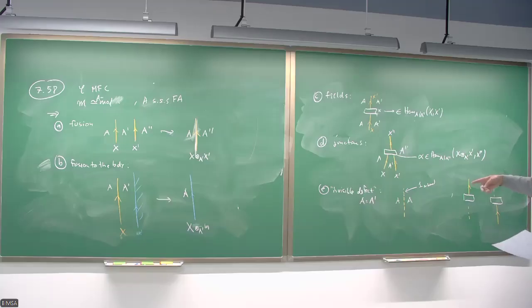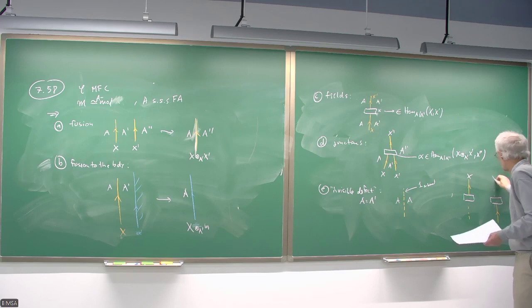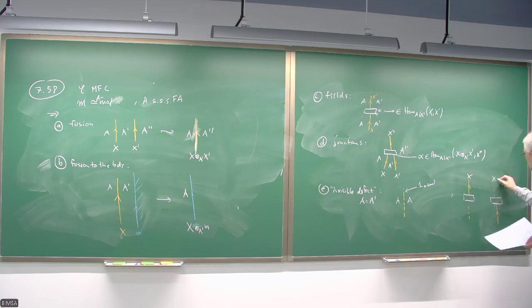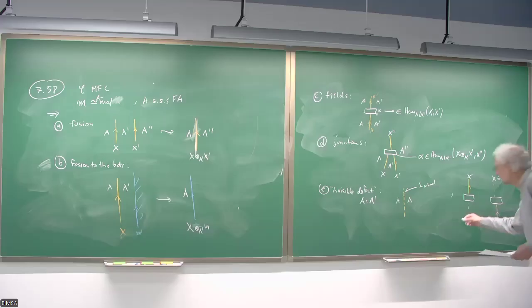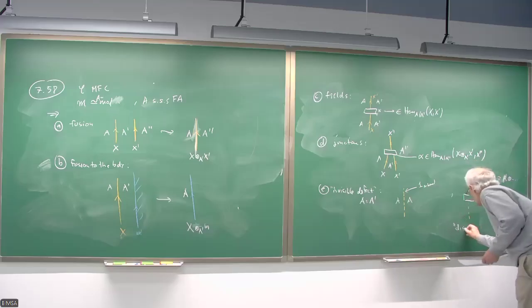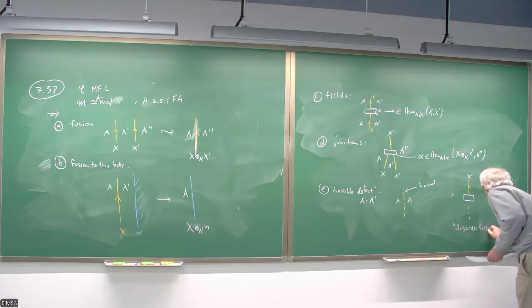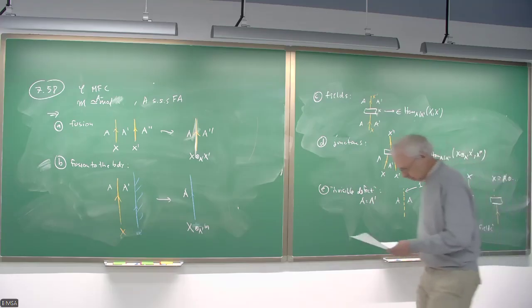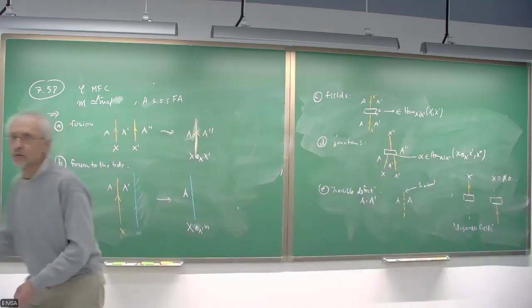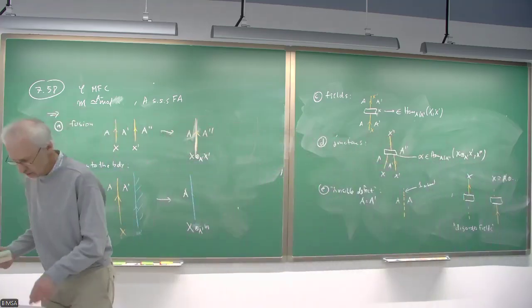since again we are in a semi-simple situation, when the defect X here is isomorphic to A plus something, and these fields are called disorder fields. This is a term very common in the conformal field theory literature.